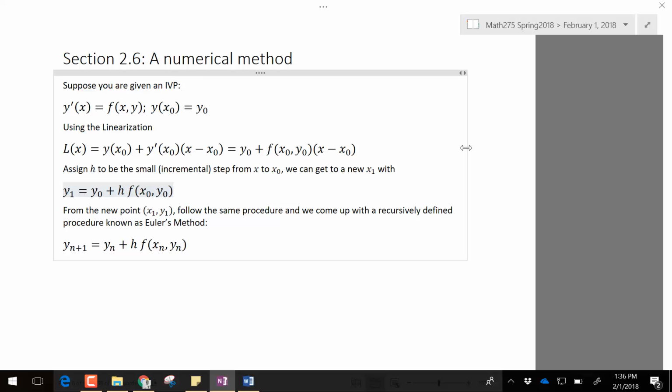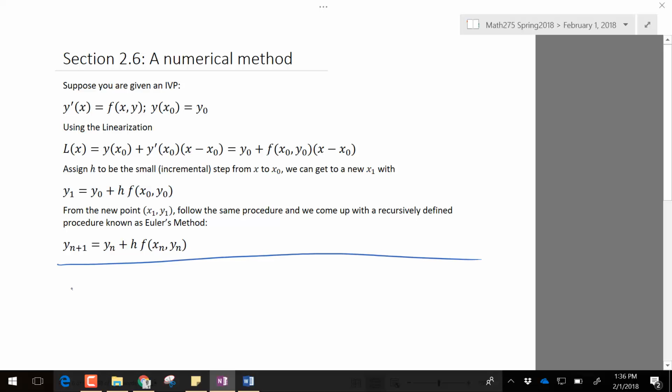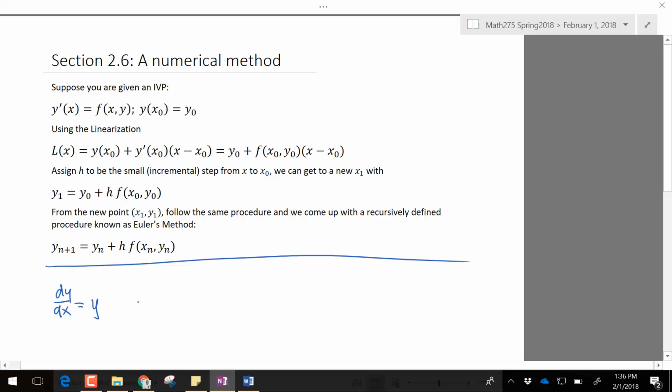So if we do a simple example that we already know the answer to, for example, let's say dy dx is equal to y. So quick, what's the answer? Y equals e to the x times a. Plus c times a? Same thing. So let's throw in an initial condition.